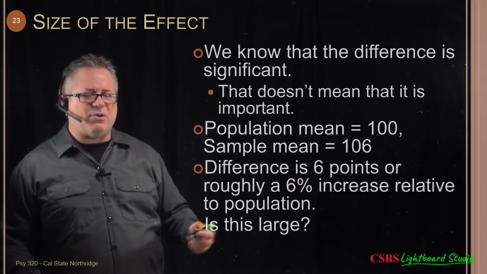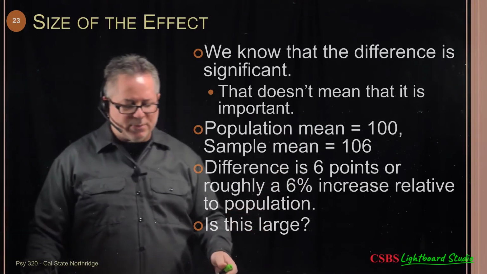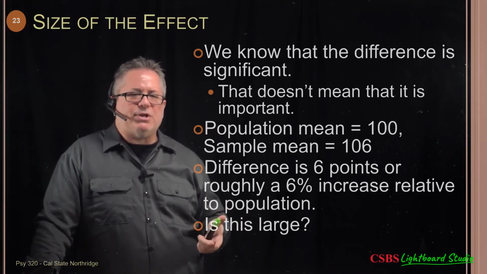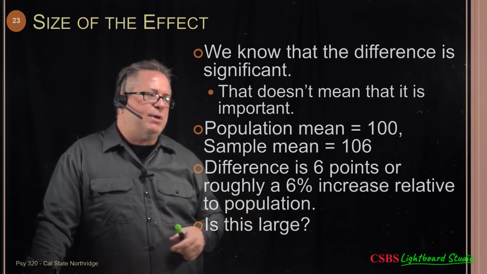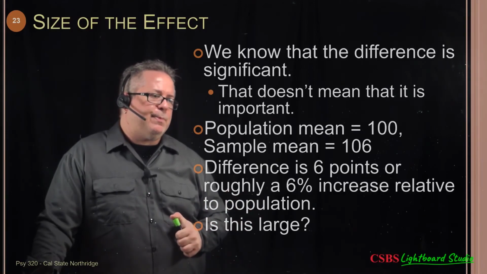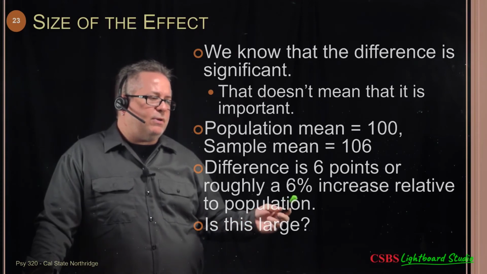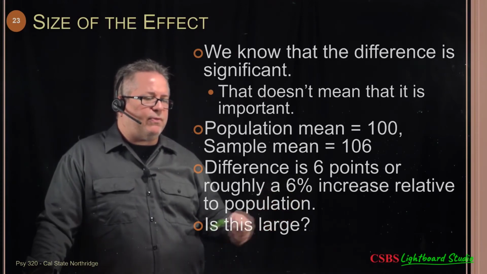So it's hard to know if this is large, and most of you were likely responding to this idea when you first saw it, that this doesn't seem like a very big change. It doesn't seem like a substantial change from the population value. So we oftentimes can look at this as a raw difference, a 6-unit raw sort of effect.